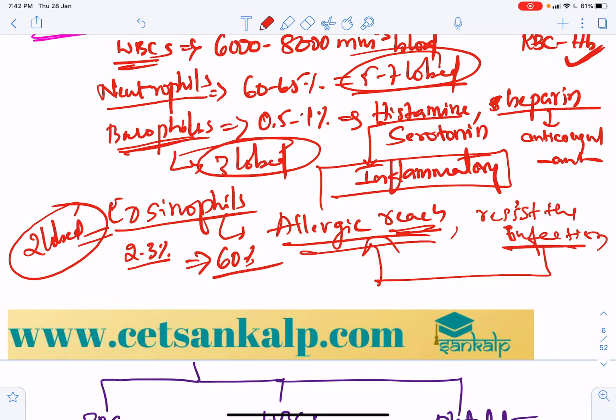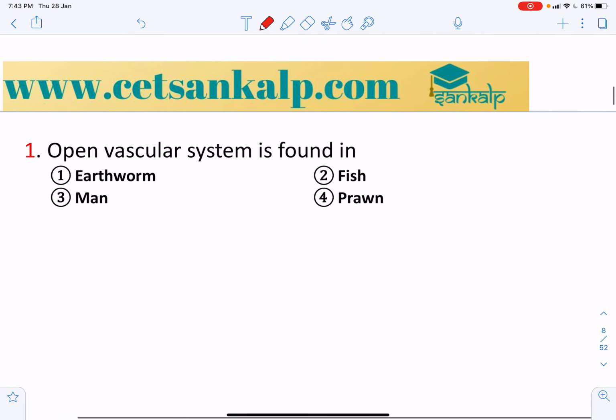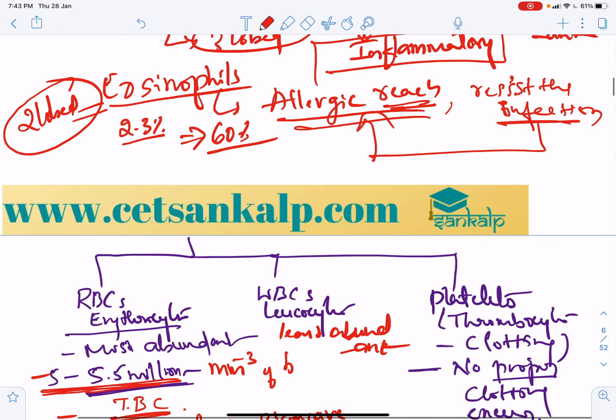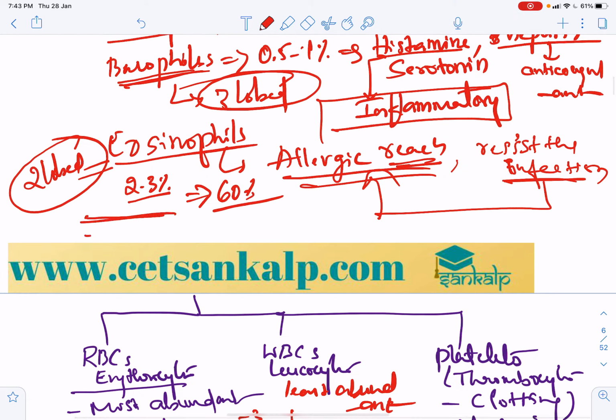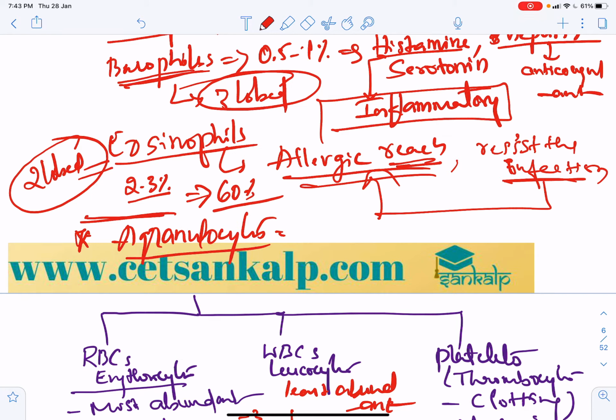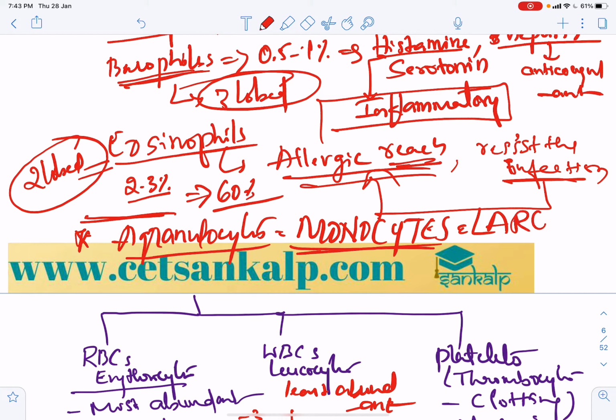Next, one more important thing. I will finish these completely. These are the granulocytes we have discussed, and then agranulocytes, the monocytes. Monocytes are generally the largest in size among all the leukocytes.